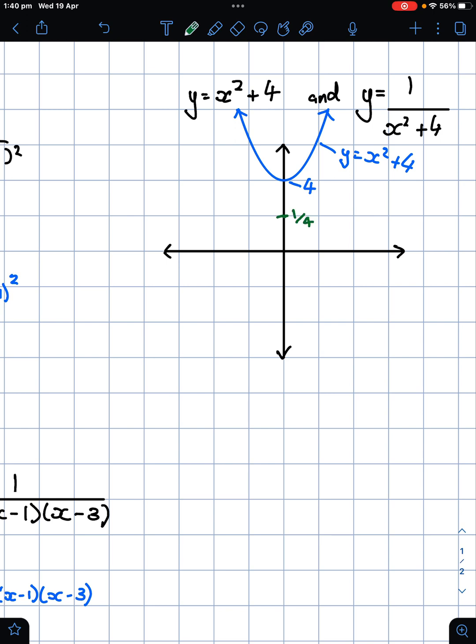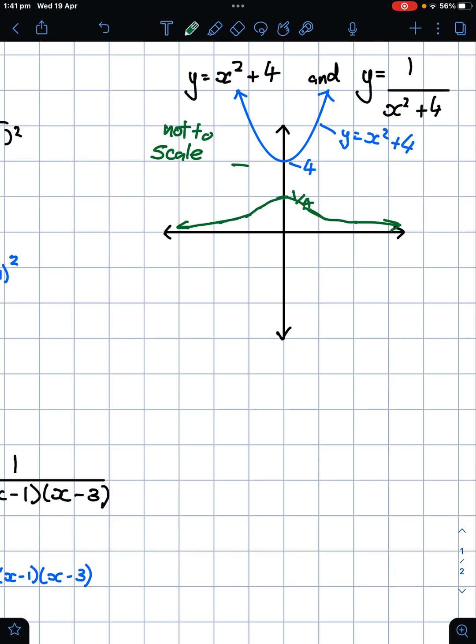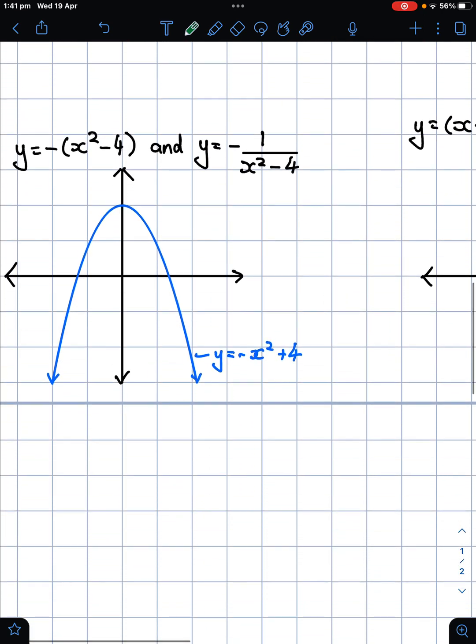Let's just say that's a quarter. So obviously this scale is wrong. I'm going to write not to scale. And we see this function goes like this here. Now, obviously our max here, it's interesting, this 4, which is our minimum, becomes our max here, but it's 1 over 4, which is an interesting point to look at. Next function, what do we got? Negative bracket x squared minus 4.